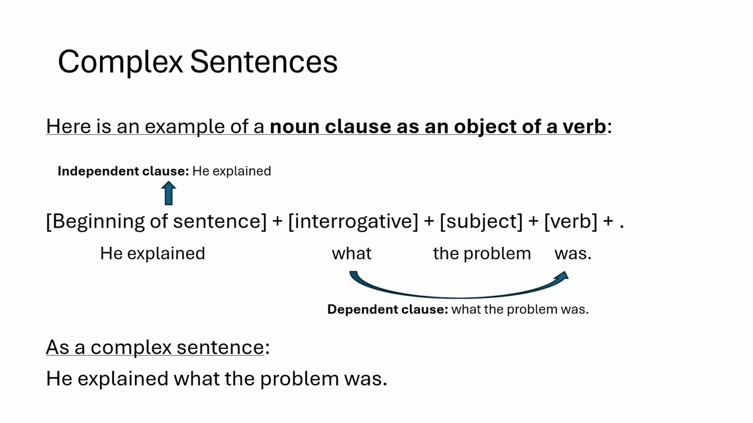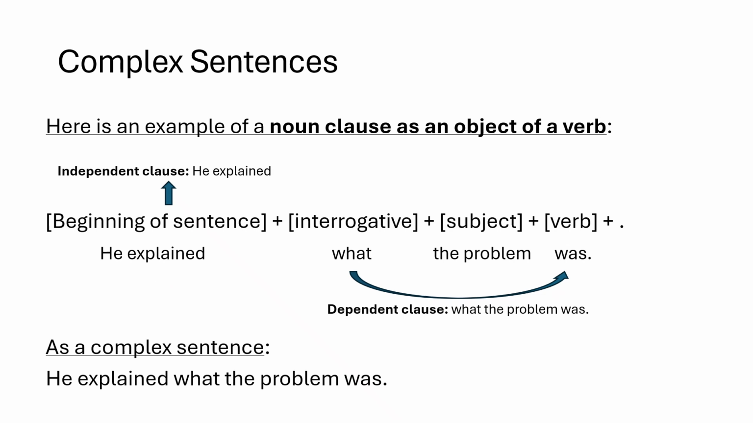Here is an example of a noun clause as an object of a verb. Beginning of sentence plus interrogative plus subject plus verb. The independent clause is he explained. This makes sense as a standalone sentence. The verb explained needs an object. It needs something to explain.